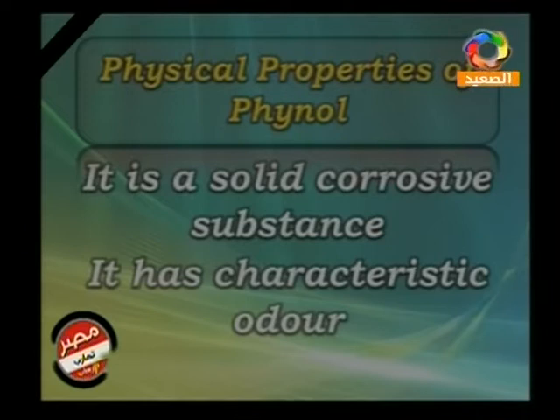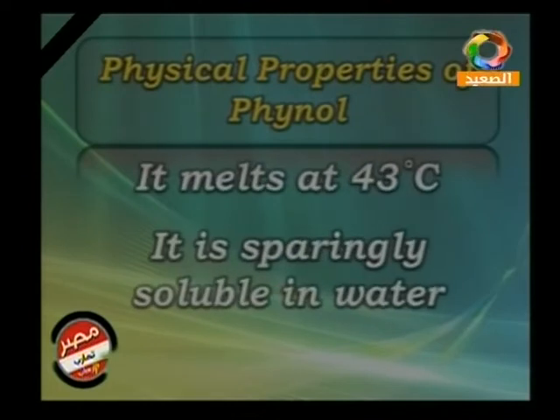So it is a solid corrosive substance, and it has a characteristic odor. Characteristic odor means a special odor of phenol. So the physical properties of phenol: it is a solid corrosive substance with a characteristic odor, meaning a special odor of this compound. And another thing about these physical properties: it melts at 43 degrees centigrade.